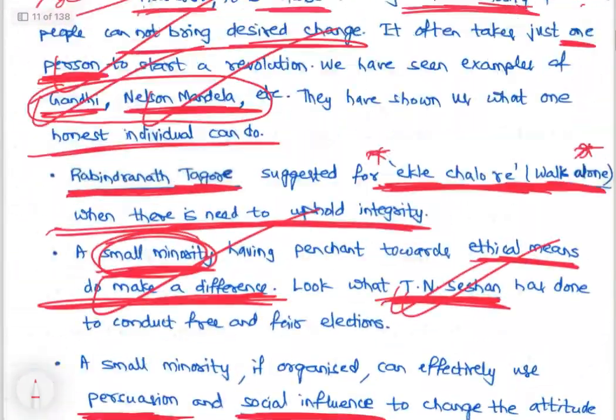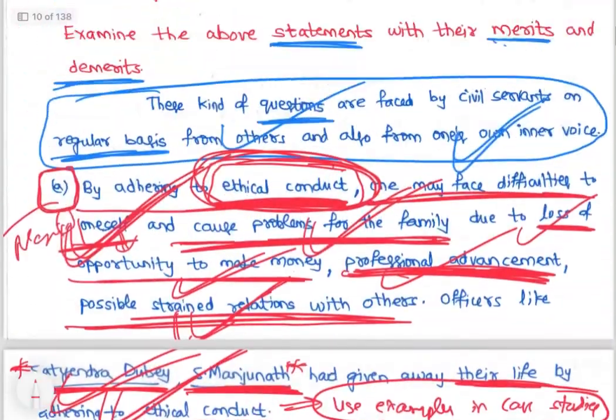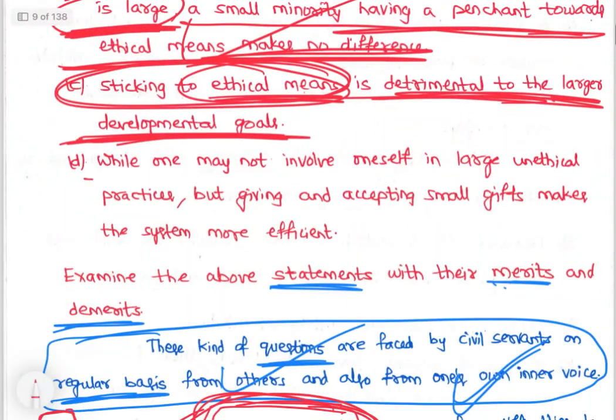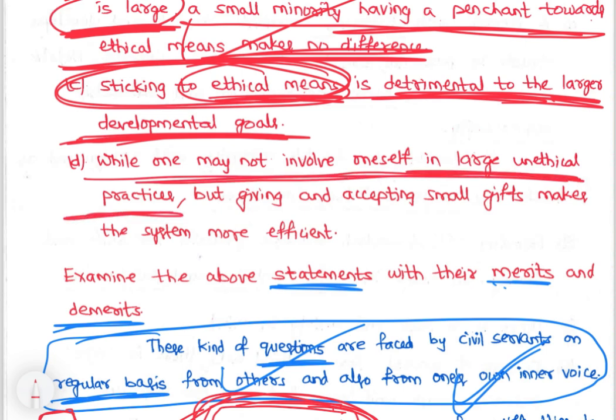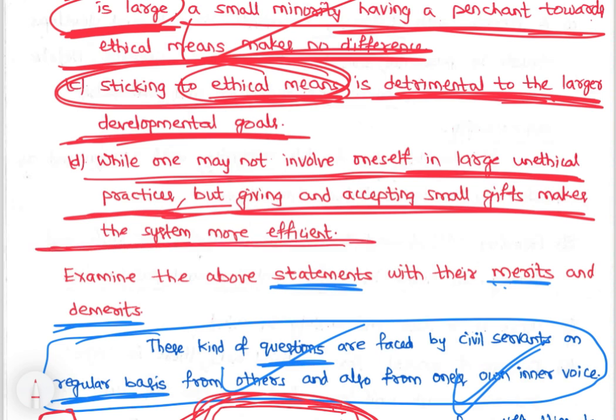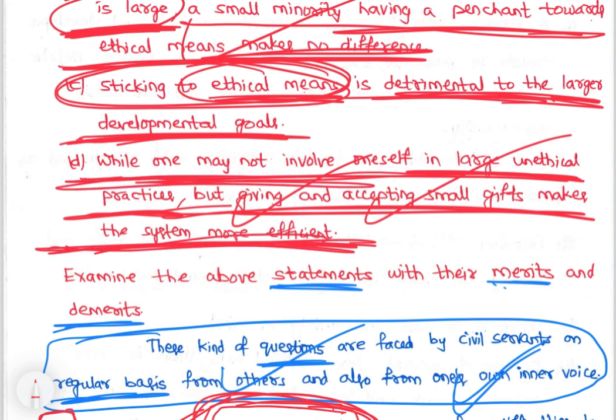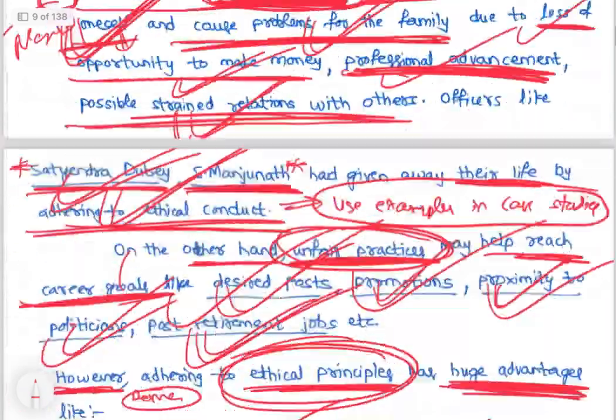Then आता है fourth, that is the question is, while one may not involve oneself in large unethical practices, but giving and accepting small gifts makes the system more efficient. While one may not involve oneself in large unethical practices, but giving and accepting small gifts make the system more efficient. Right?